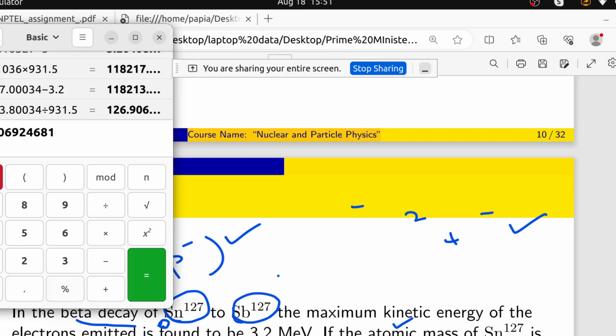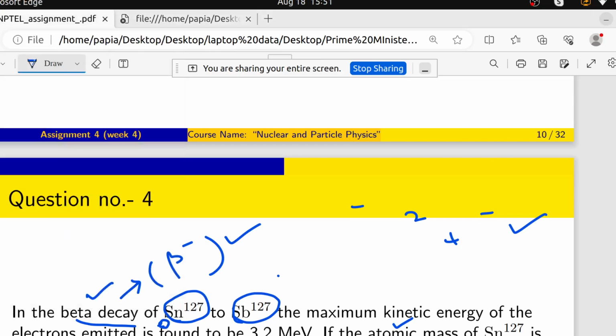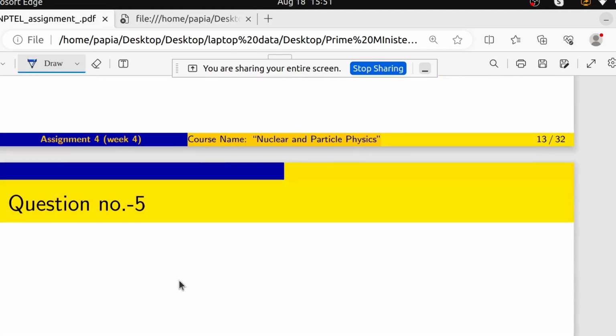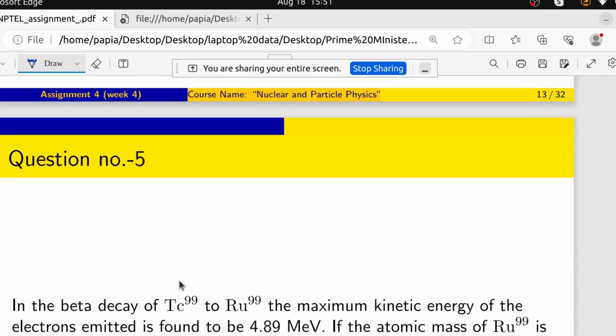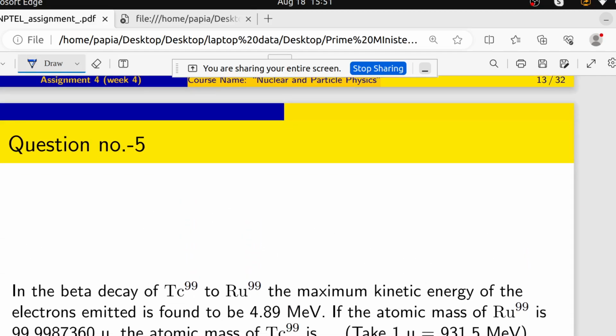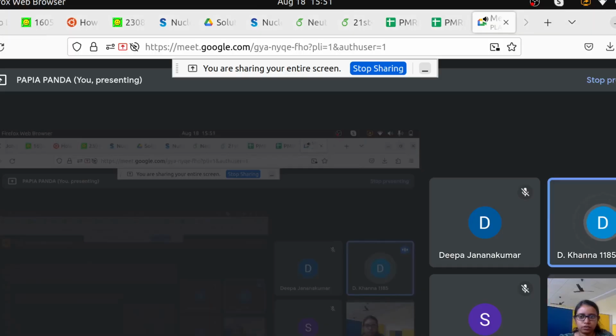You can see 126.9069, 2461 means obviously it can be like 25. Then this will be the correct answer, 126.906925. Do you got my point? I think it's understandable, right? Okay.